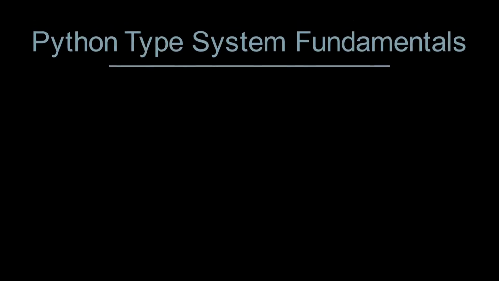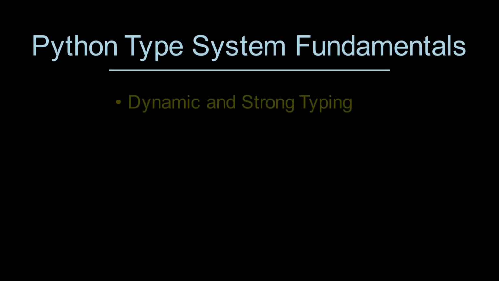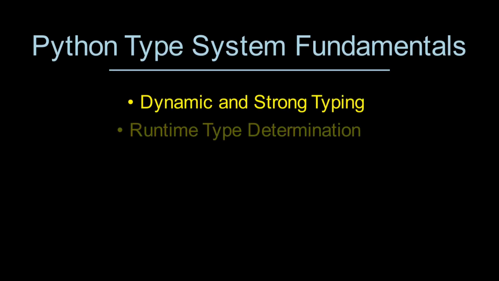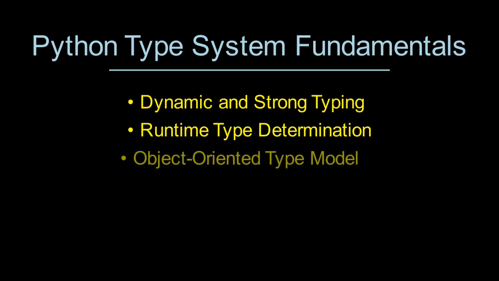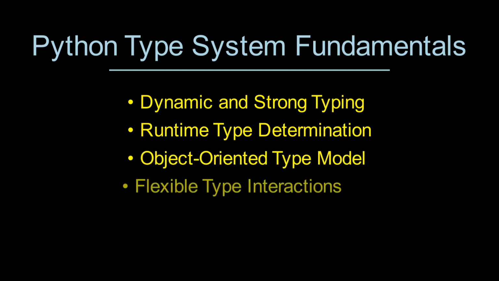Let's begin by understanding the core principles of Python's type system. It's based on four principles: dynamic typing, allowing variables to change types; runtime type determination, checking types as code executes; an object-oriented model where everything is an object; and flexible type interactions between different data types.